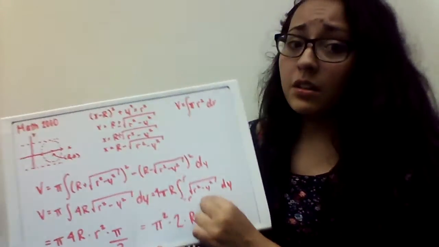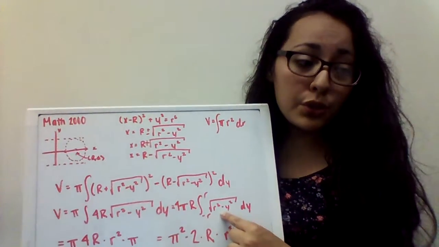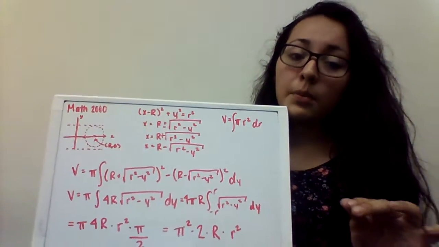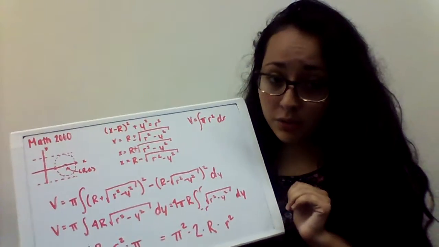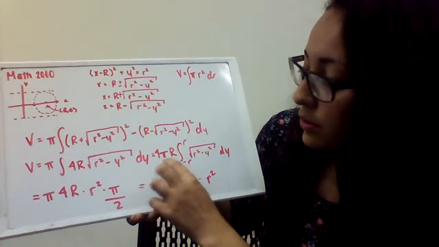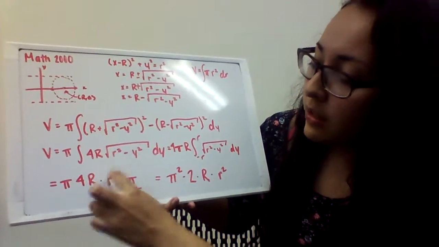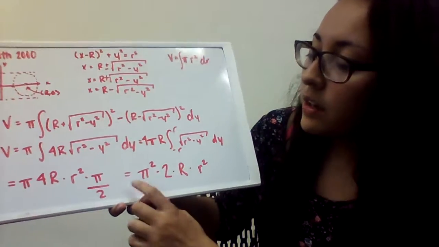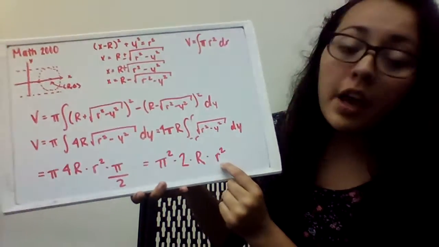Now this is a very long process, and I'm going to show you what I did quickly on it, but I'm going to do that in the end. I'm going to show you how I integrated this at the end. So originally we had 4 pi r, which is this. Now what I get from the integral is r squared pi over 2. Then when I simplify it, it's just pi squared times 2 times capitalized R and r squared.